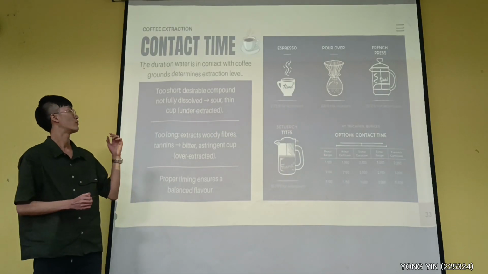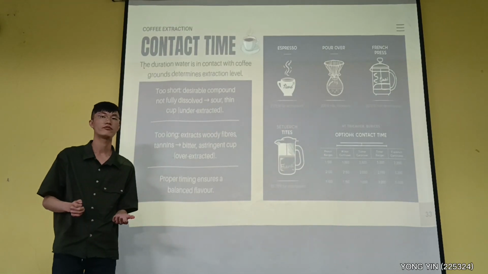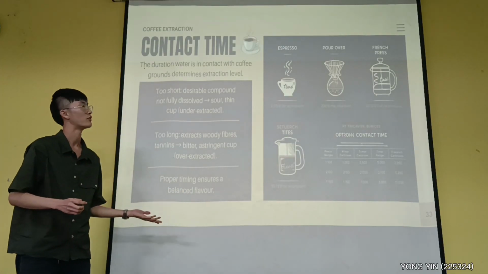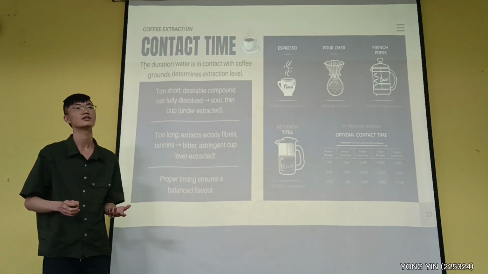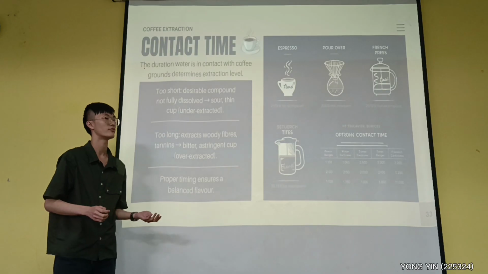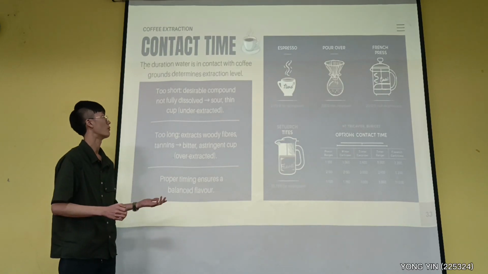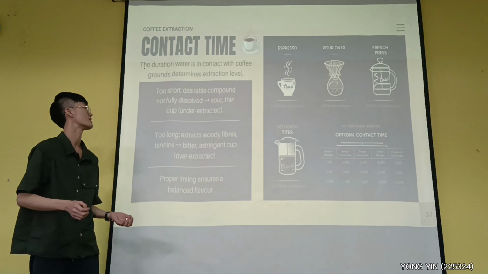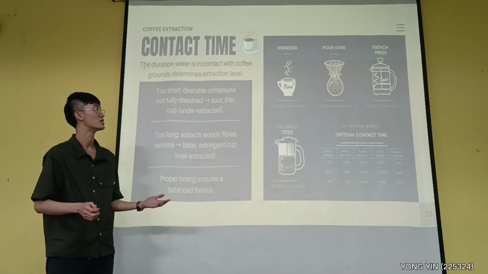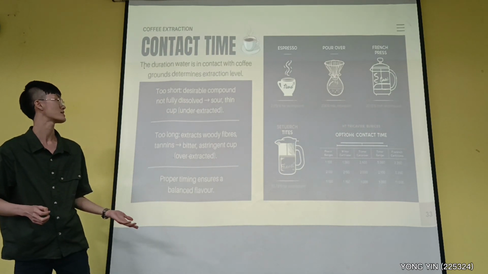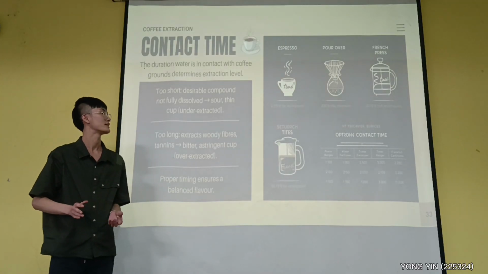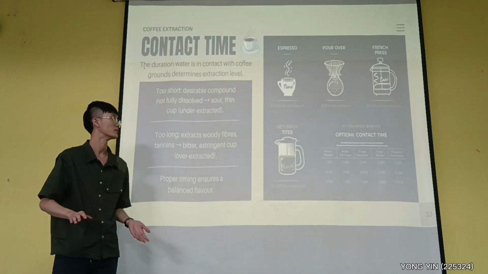For different brewing methods, we have different contact times. For example, espresso has a very short contact time, around 25 to 30 seconds. Whereas for pour over, the contact time is usually between 2 to 3 minutes. And for immersion methods such as French press, it usually has a very long contact time. It can be up to 4 minutes or longer.